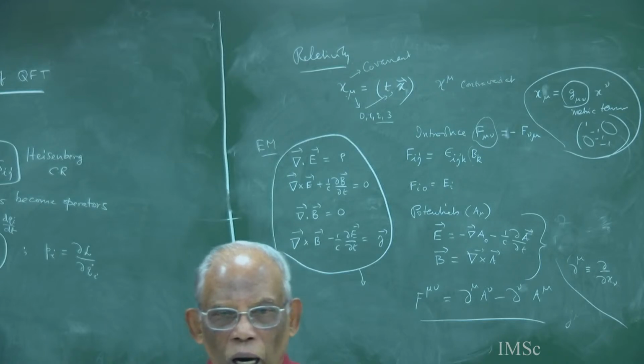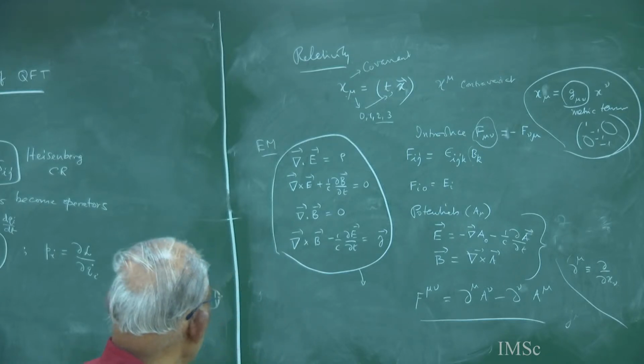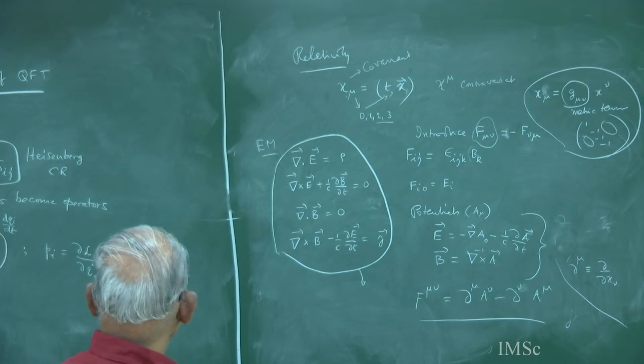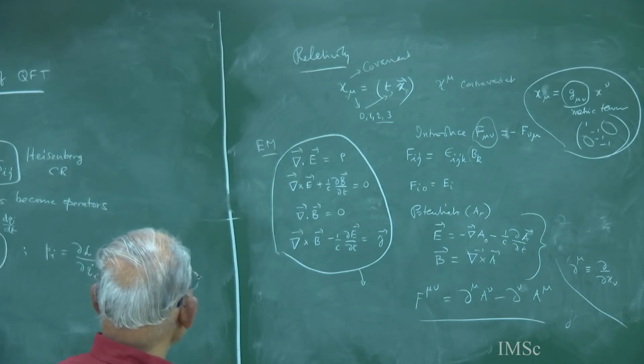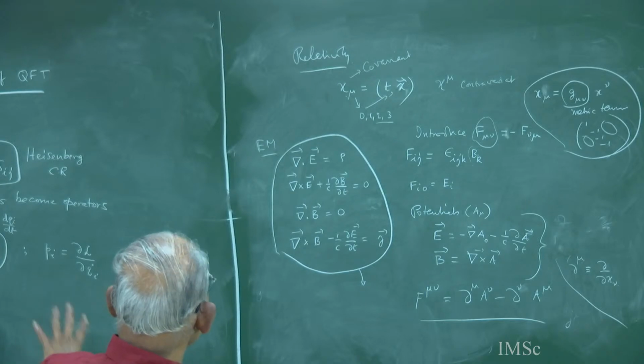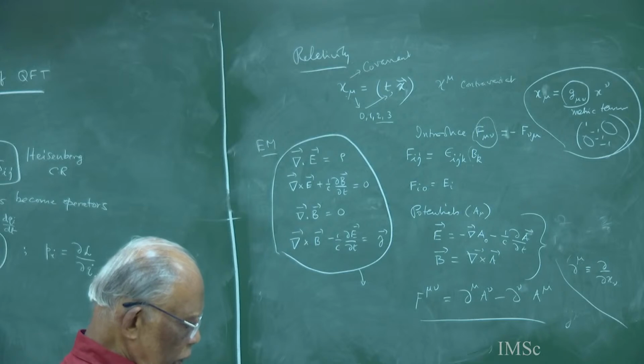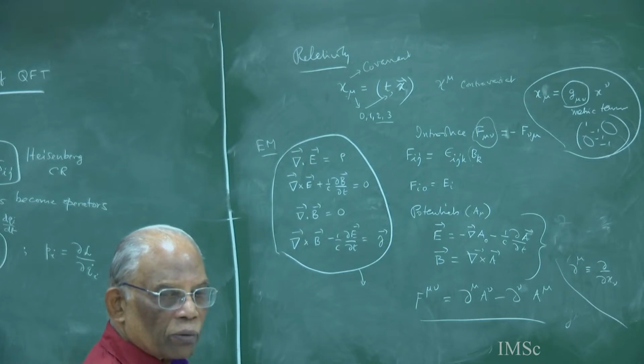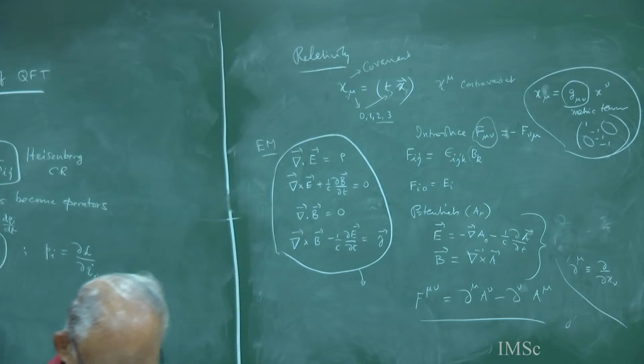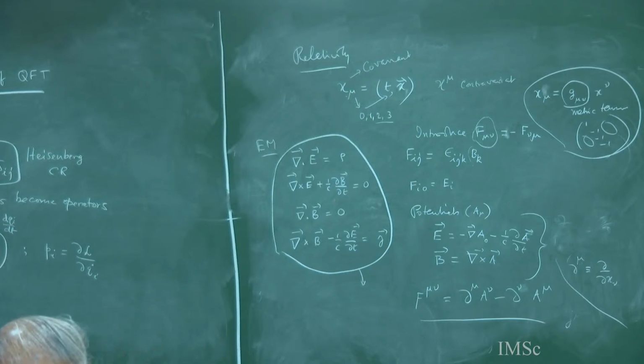So I have just given some preliminary definitions, in order to make use of it to construct some quantum field theory. I will give examples of how to construct quantum field theory of the electromagnetic field and the Dirac field. That I will do next time. But if there are questions, you can ask me.